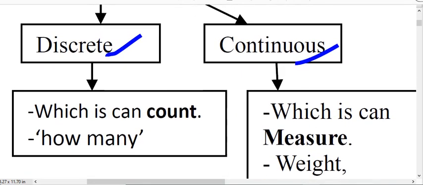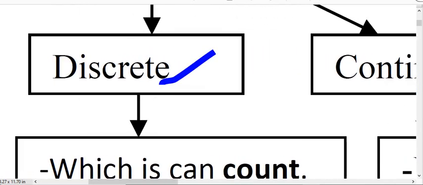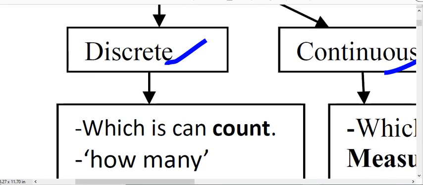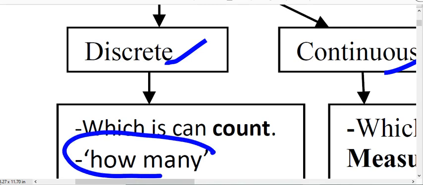So what does discrete mean? Discrete means the data that can be counted. For example, how many students in the class, how many chairs are available in the room, and so on. How many? Just remember this: something that you can count will be discrete.